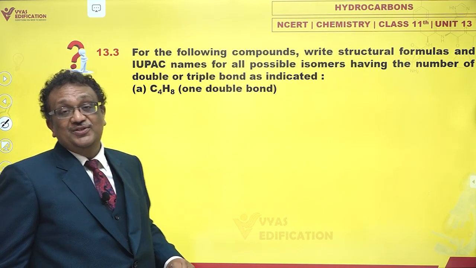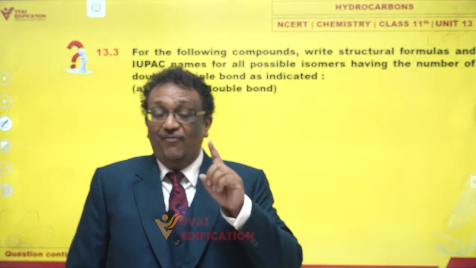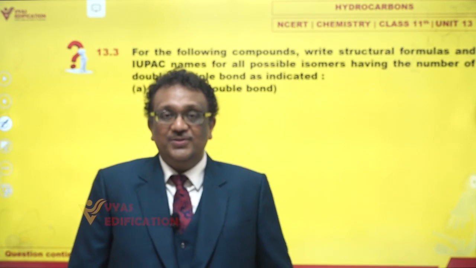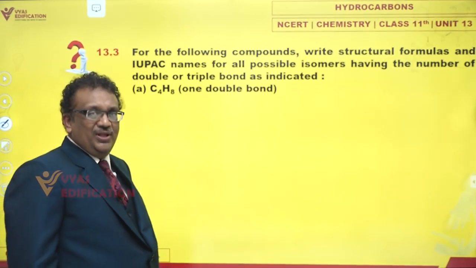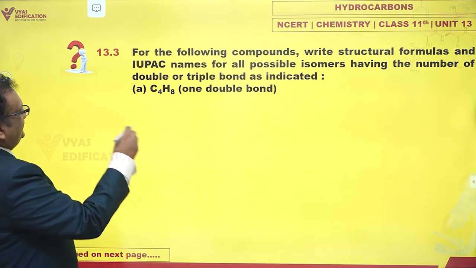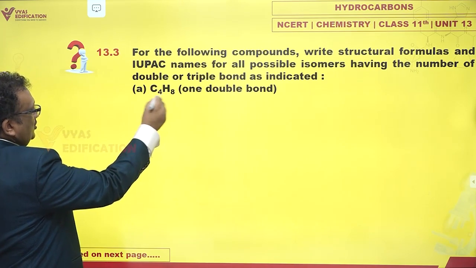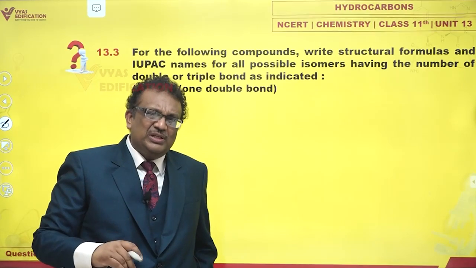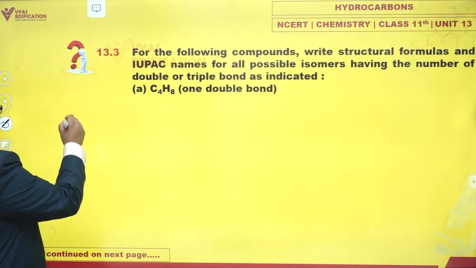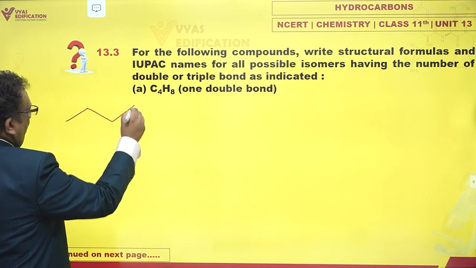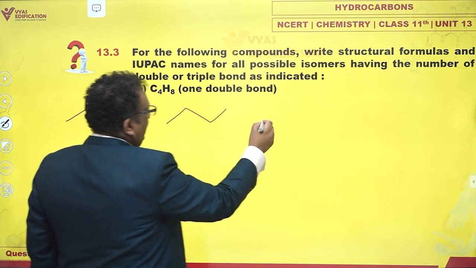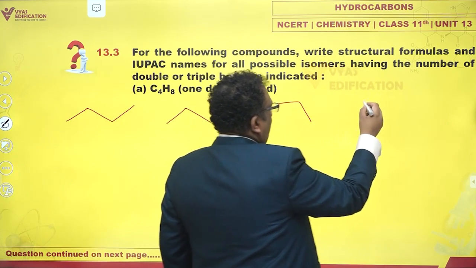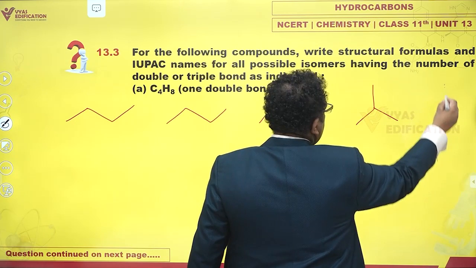If we have a formula C4H8 and we have only one double bond, how many different structures do you think we can draw? C4H8 means CnH2n, so this looks like an alkene, yes. So first of all, let me try to draw the possible structures.